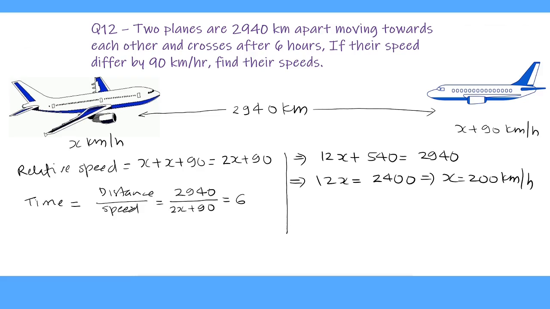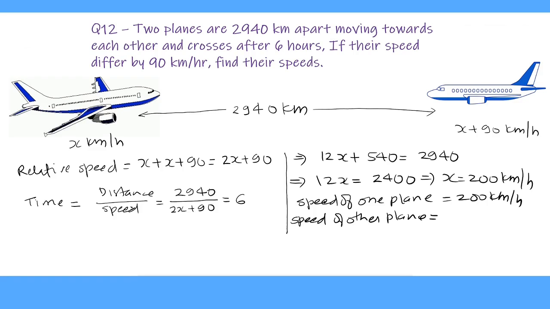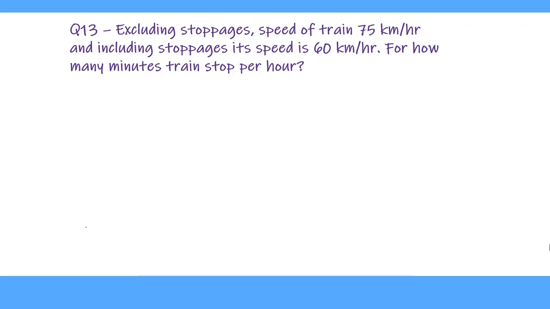So the speed of the first plane is 200 km per hour, and the speed of the other plane is x plus 90, so it is 290 km per hour. Question 13. Excluding stoppages, the speed of a train is 75 km per hour, and including stoppages, its speed is 60 km per hour. For how many minutes does the train stop per hour?